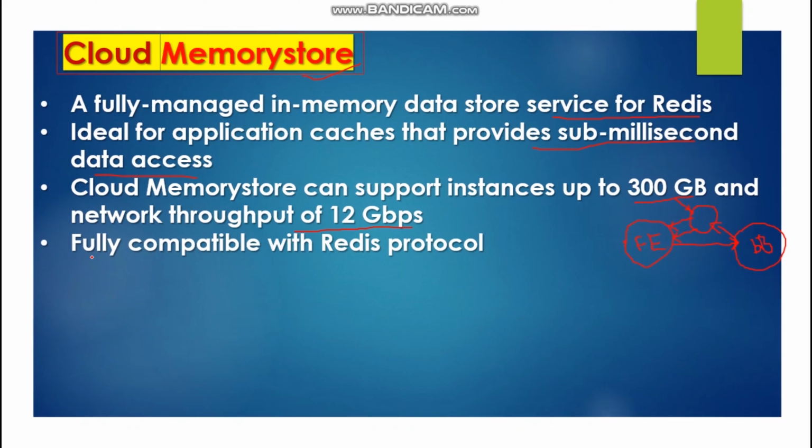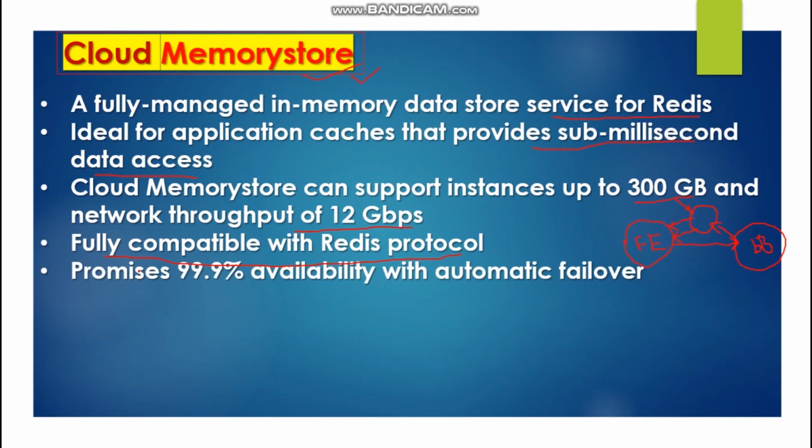Now, it's fully compatible with the Redis protocol. It means that if you have an application that already has a Redis in-memory cache installed, there will not be any code changes for integrating that application with Memorystore. Okay. Now it promises 99.9% availability with automatic failover. It means that you don't have to worry about losing your data, and in case this in-memory cache stops performing, you always have the option to go to the DB and again get the data and store it in the cache.